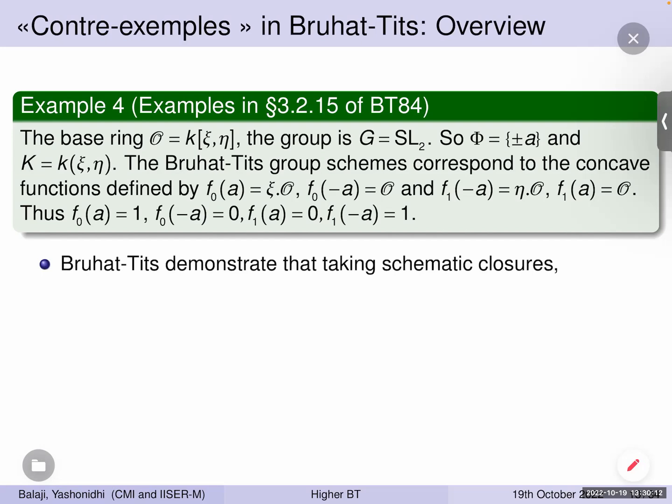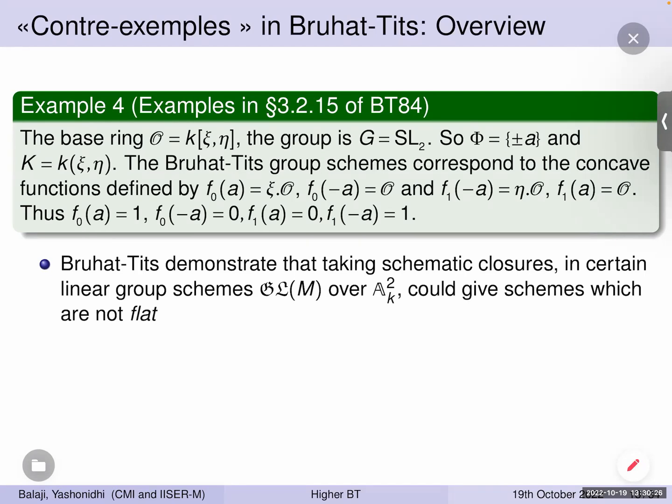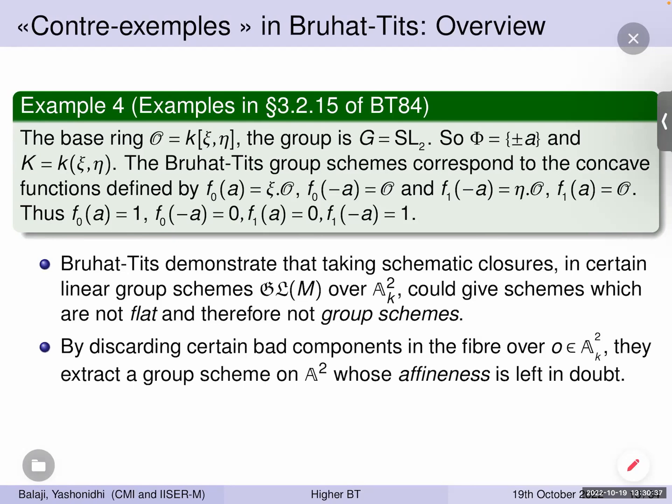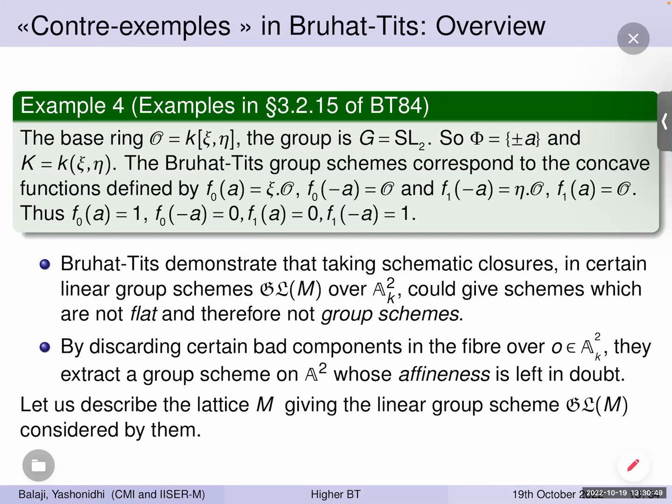Bruhat-Tits demonstrate that taking schematic closures in certain linear group schemes, GLM, over the affine plane A2K, could give schemes which are not flat and therefore not group schemes. By discarding certain bad components in the fiber over the origin, they extract a group scheme on A2 whose affineness is left in doubt. Let us describe the lattice M, giving the linear group scheme GLM considered by them.